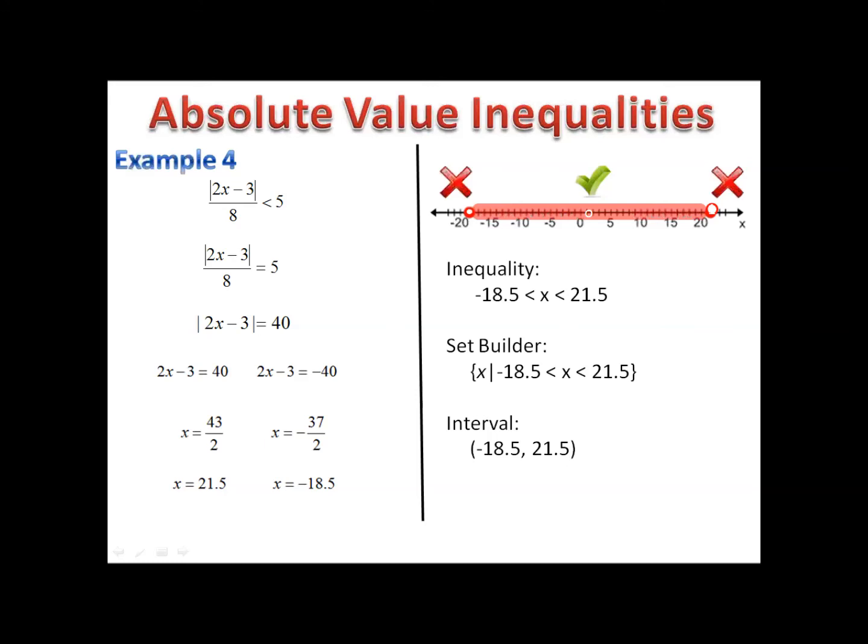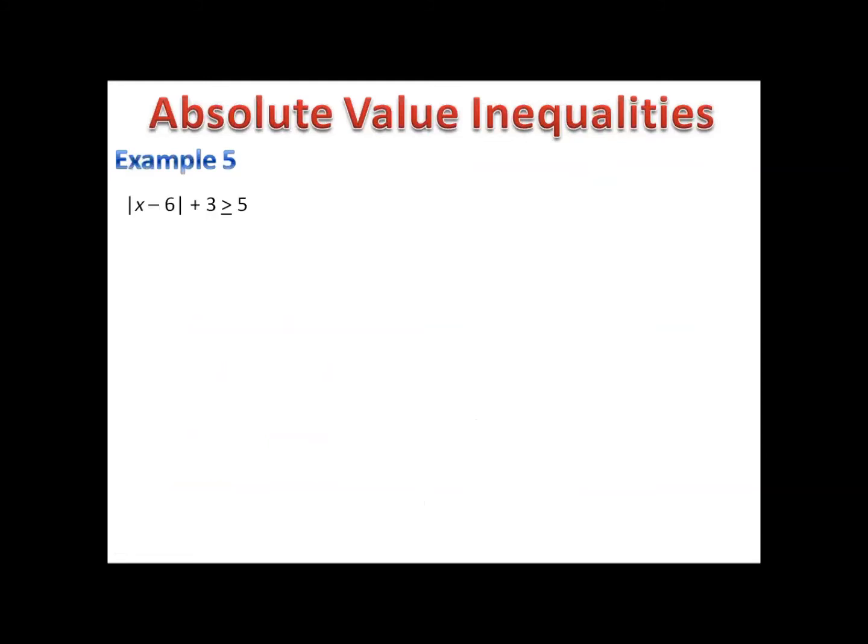Now that our absolute value is alone, we can write our two derived equations. 2x minus 3 equals 40, 2x minus 3 equals -40. That gives me x is 21.5 and x is -18.5. I plot my 2 points on the number line, and I do my test points to find out where I shade. I shade in the middle. Now that gives me the inequality in set builder notation and an interval notation, the solution set to this absolute value inequality. On example 5, again, we have to get the absolute value alone.